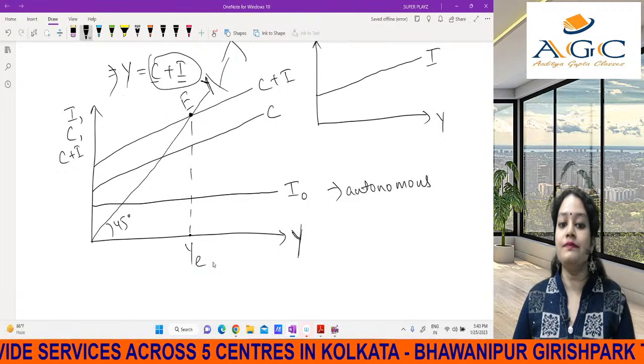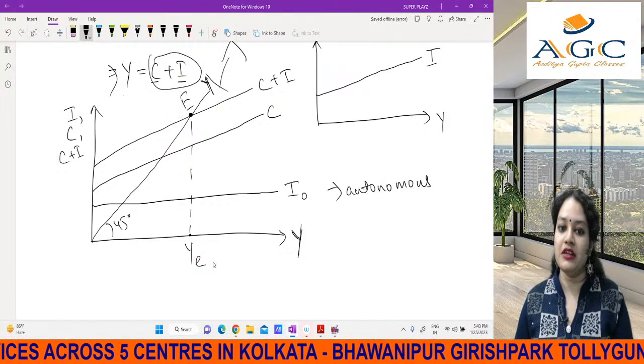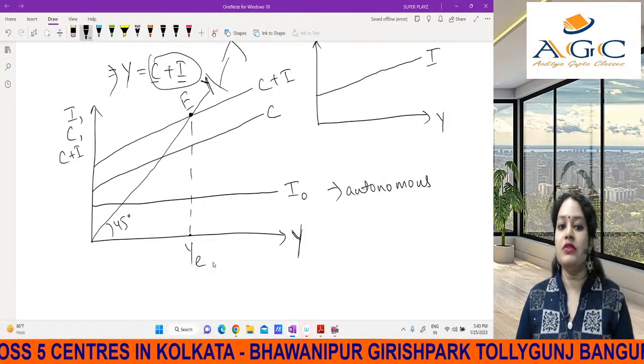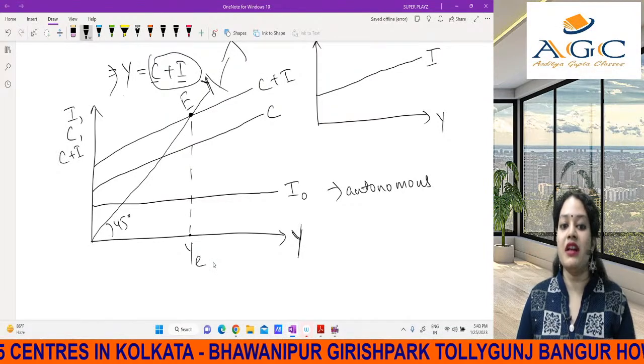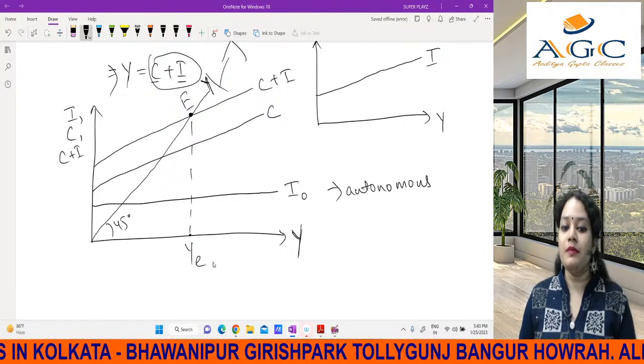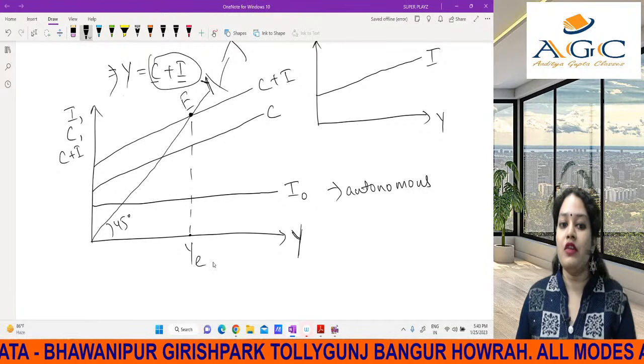Then what we will do? We will draw our income line, which is a 45-degree line. You have to mention the 45-degree here. That is your income line. Then what you will do? Where Y is equal to C plus I, where those 2 lines are cutting each other, you will mark that point and drop the line down and write that to be your equilibrium level of income.